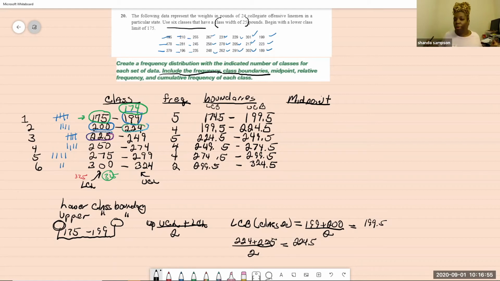Just type midpoint up in there, okay? So let's do the midpoint. How do we do the midpoint? Now you got to go back to some algebra. I thought I was in statistics. Who brought algebra up in this piece?